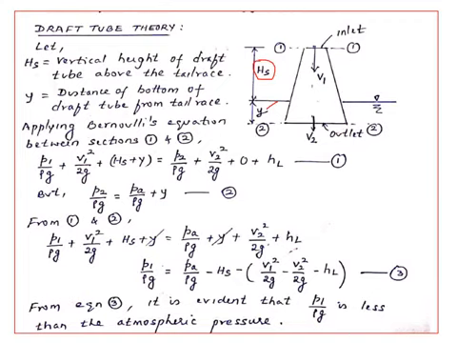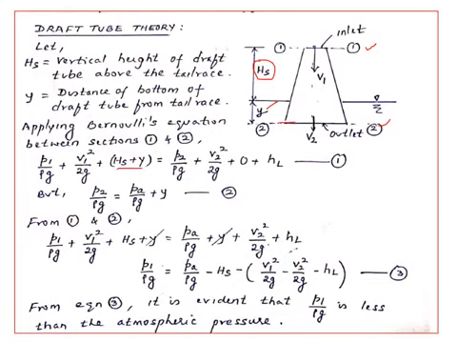Let hl be the loss between section 1 and 2 as flow takes place from section 1 to section 2. So by applying Bernoulli's equation between section 1 and section 2, we have P1 by rho g plus V1 square by 2g plus Z1. Here the datum is taken at section 2, so therefore Z1 is Hs plus Y.